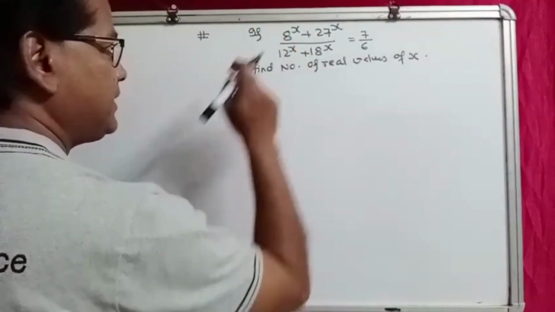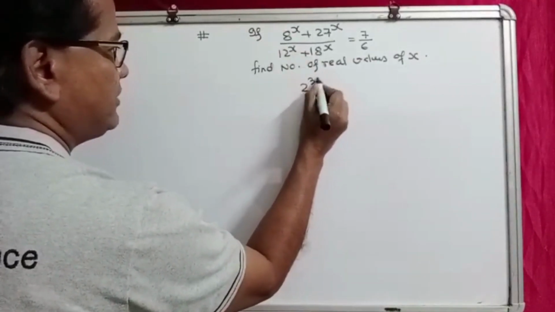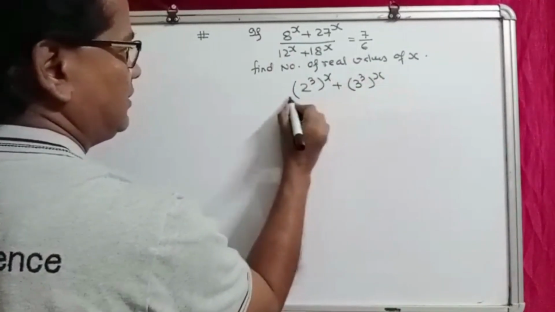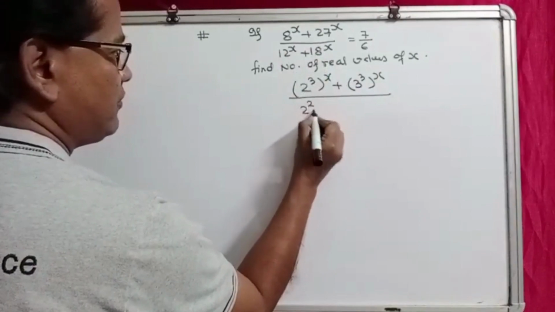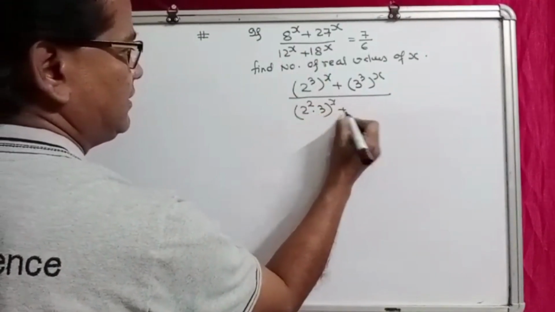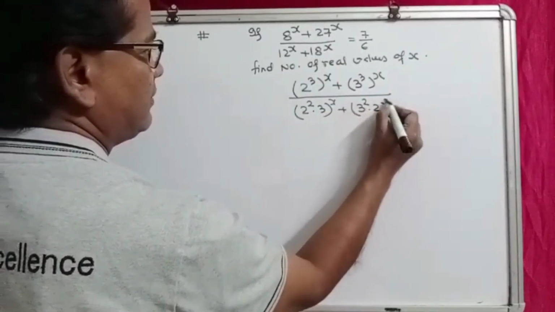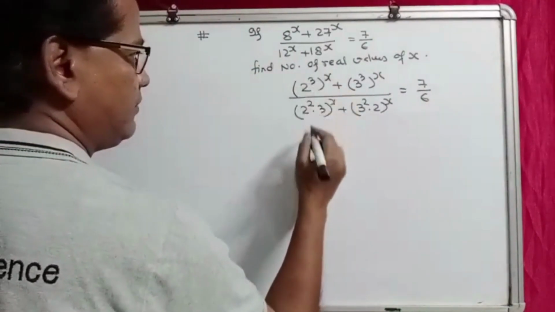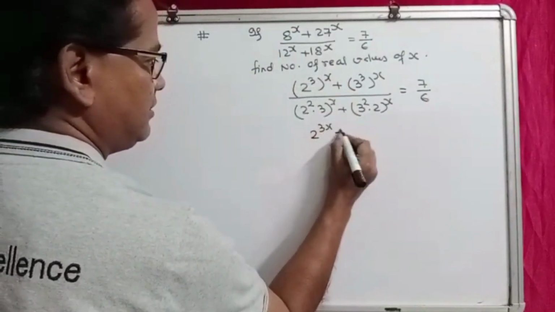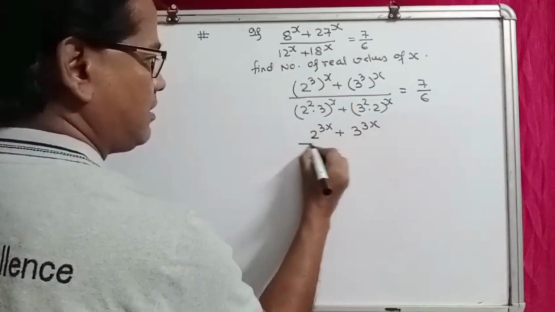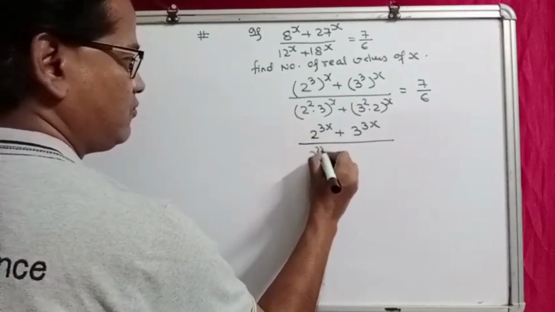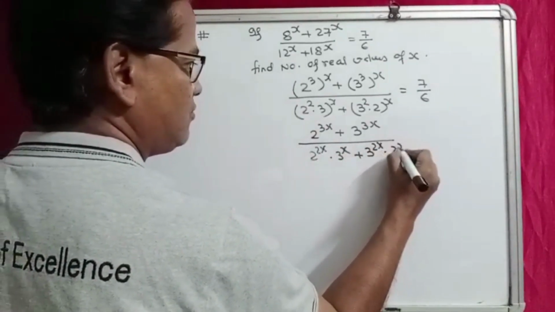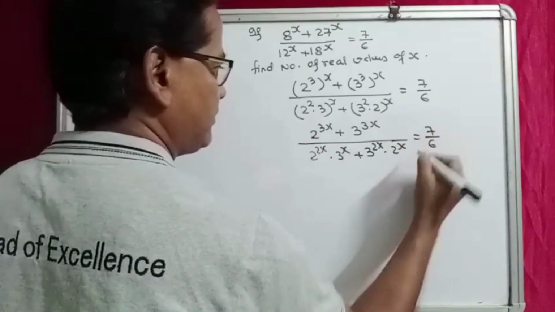We can write 8 as 2^(3x), this 3^(3x), this 2^2 into 3^x, this 3^2 into 2^x, and this is equal to 7/6. So this we can write (2^(3x) + 3^(3x)) / (2^(2x) · 3^x + 3^(2x) · 2^x), and this is equal to 7/6.